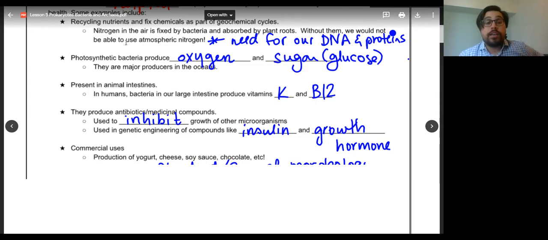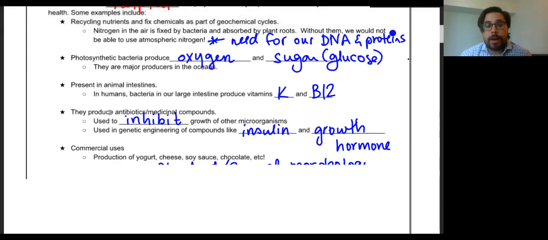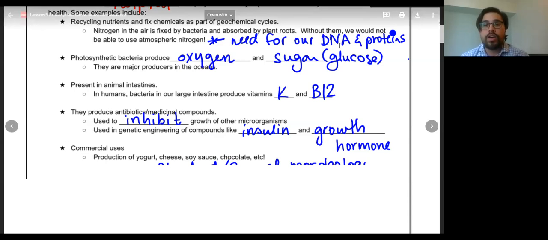And then lastly, the commercial uses of prokaryotic organisms. These bacteria help for producing yogurt, cheese, soy sauce, chocolate, yeast for bread making, anything along those lines, fermentation for alcoholic beverages. All of those commercial uses that yeast and bacteria specifically can help produce, we utilize them for that.